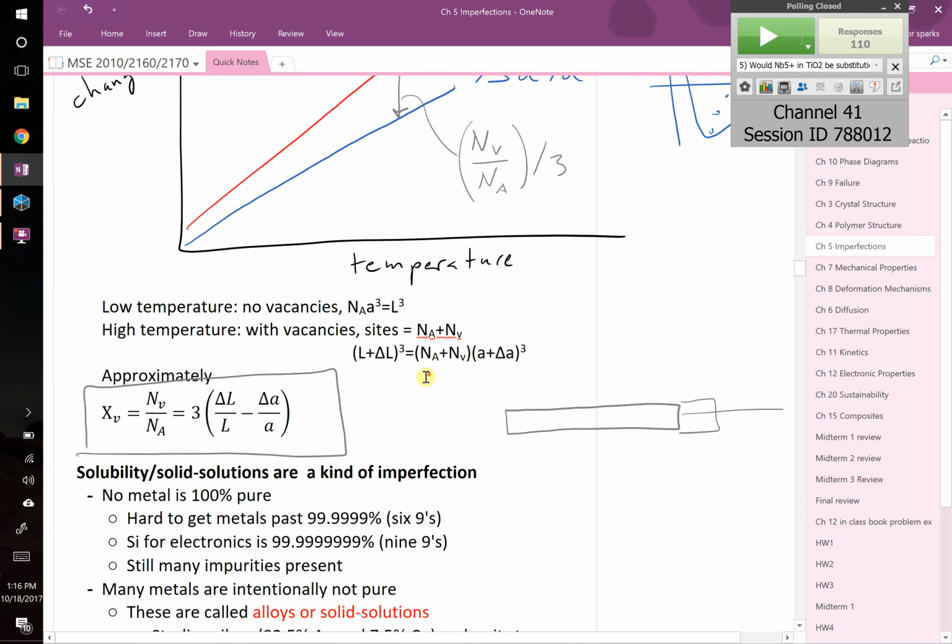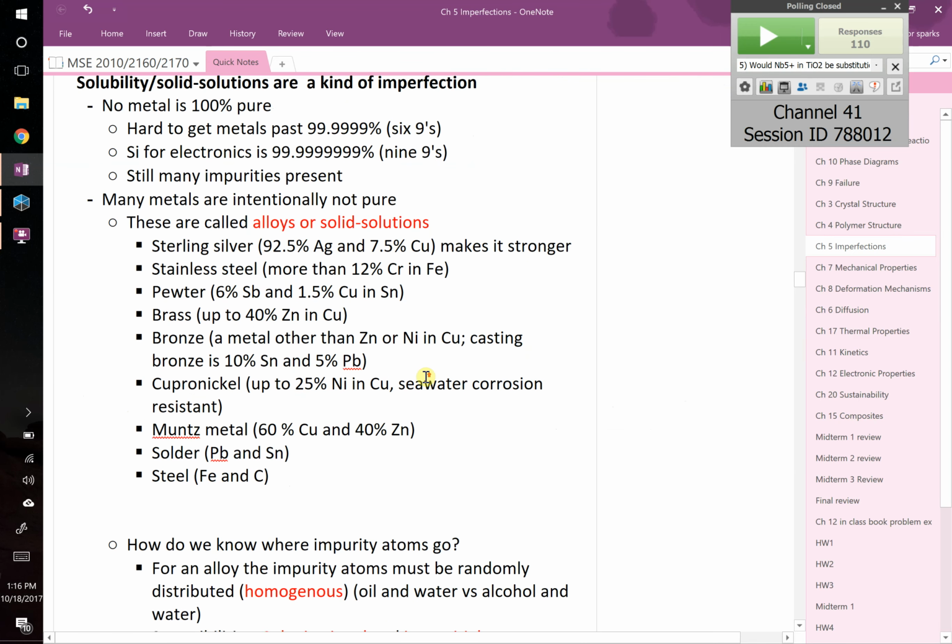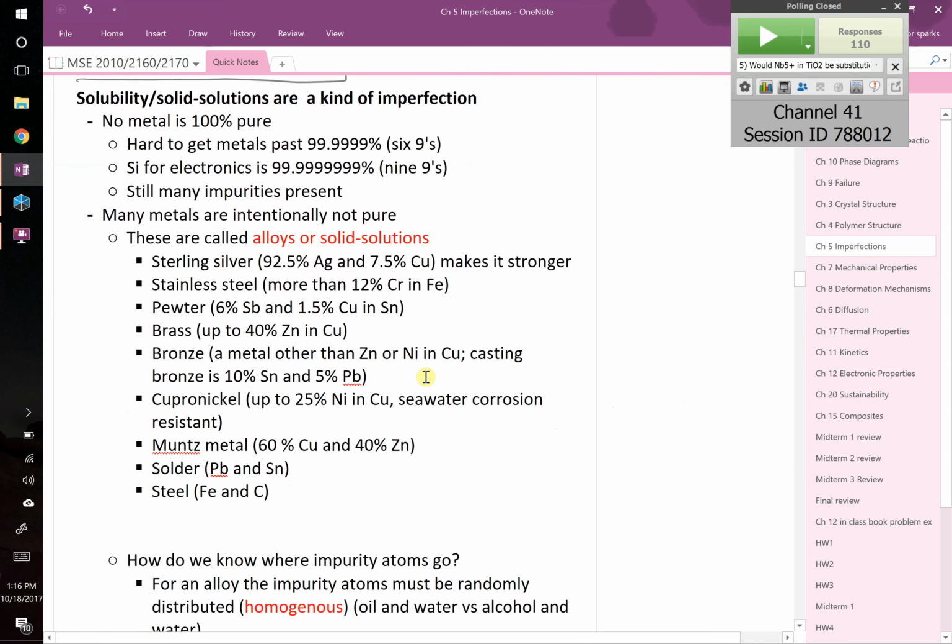Okay? All right, just a few words on solubility versus solid solutions. No metal is 100% pure. Right? There's always going to be defects. First off, there's going to be vacancies and interstitials. There might be a small number, but they're going to be there. But more importantly, it's just hard to get things completely pure.